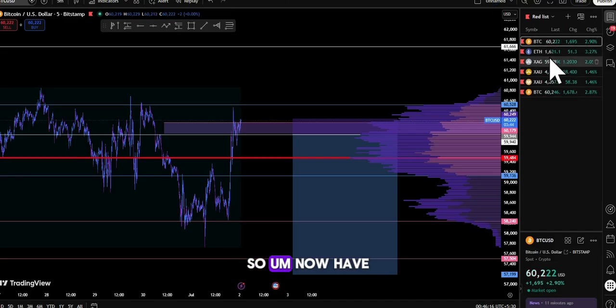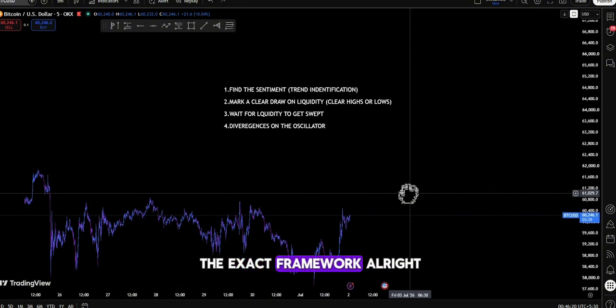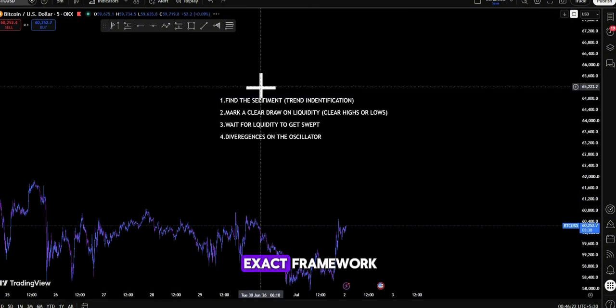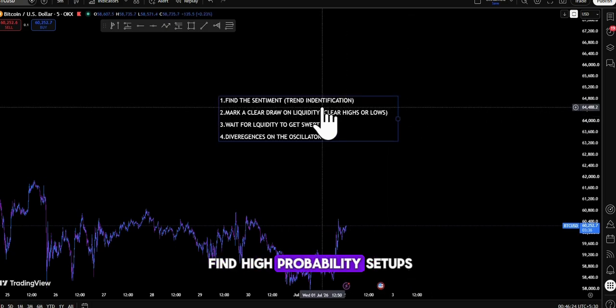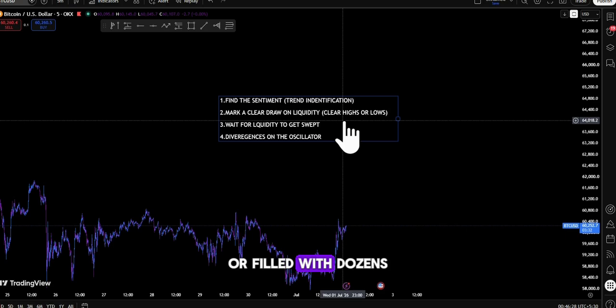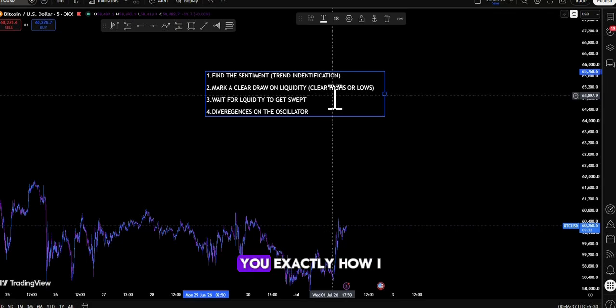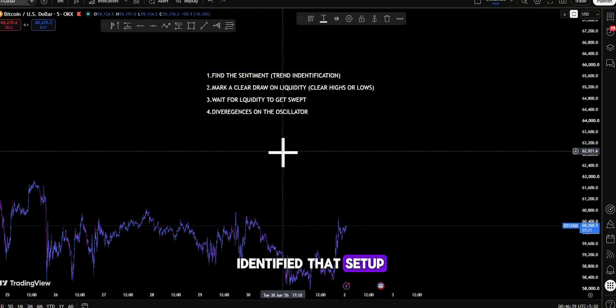Alright, so now have a look on my screen. Let me show you the exact framework. This is the exact framework I personally use to find high probability setups, and there's nothing overly complicated or filled with dozens of indicators. The goal is to keep trading as simple and repeatable as possible. So let me show you exactly how I identified that setup.